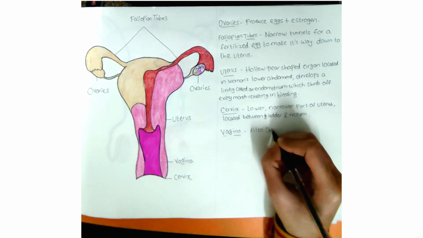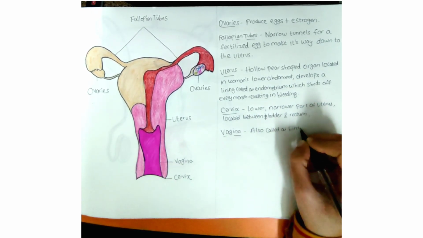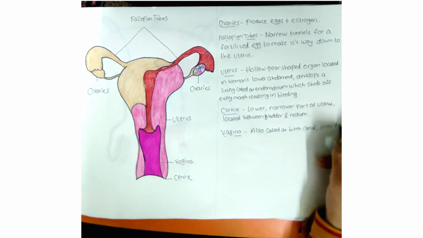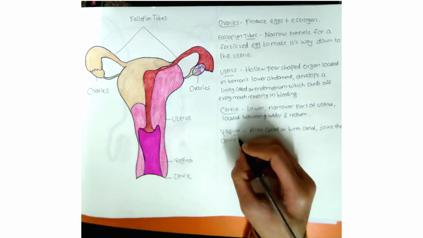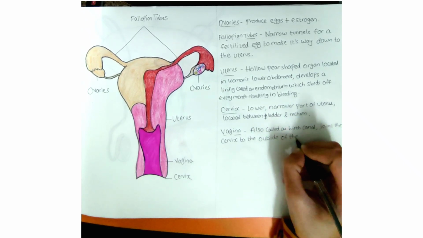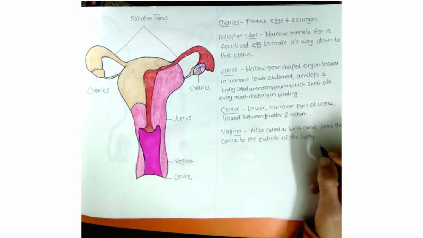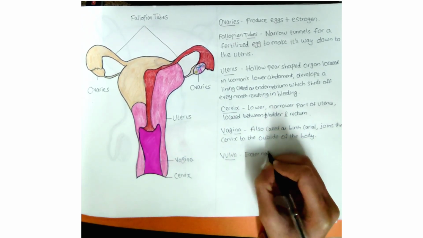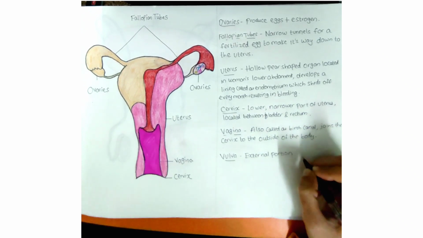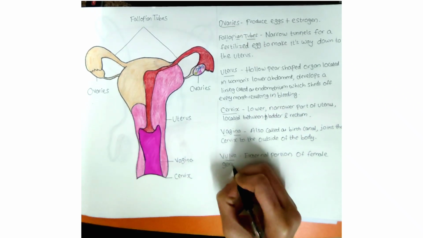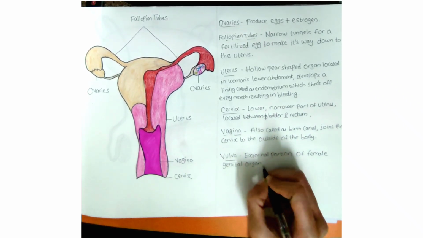The vagina is the birth canal, the dark pink organ you can see, and this birth canal joins the cervix to the outside of the body. The vagina is responsible for sexual intercourse. This is where sexual intercourse happens, and this is also where the menstrual blood flows out of your body. The last organ that we have is the vulva. This is the external portion of the female genital organs which you can see outside of your body.